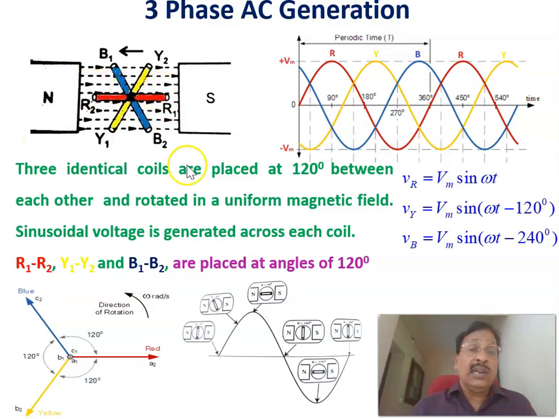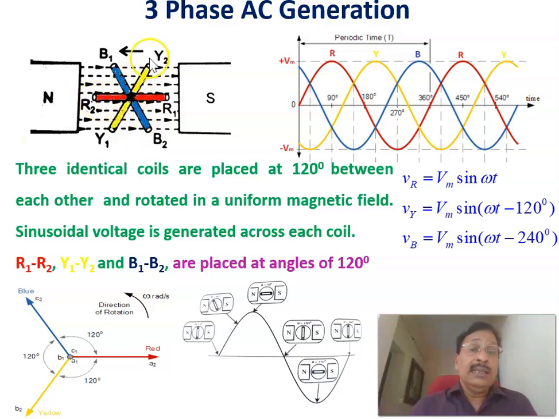As the coil rotates from the vertical case, the voltage is 0, then increases and reaches the maximum, then again becomes 0, then reaches the minus maximum. So the voltage induced in a single coil becomes sinusoidal. Now we can consider three phases: the first phase, R phase, the second phase, Y phase, and the third phase, the blue phase. They are rotated like that.